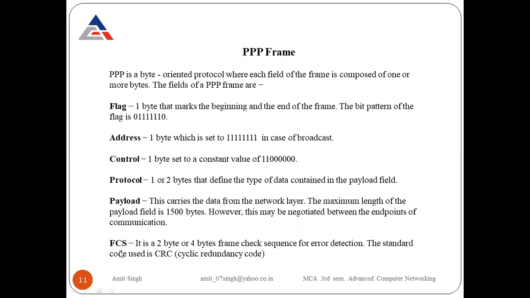And the last one is FCS, frame check sequence. Basically, the size of this field is either 2 bytes or 4 bytes. And the frame check sequence we all know is for the error detection. And the basic code that is used in the error detection is CRC, that is cyclic redundancy check. So this is the frame format and the description of the fields contained in the point-to-point frame format.